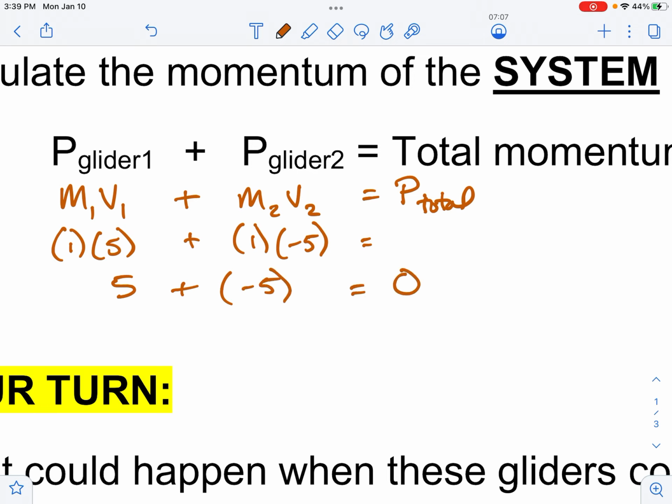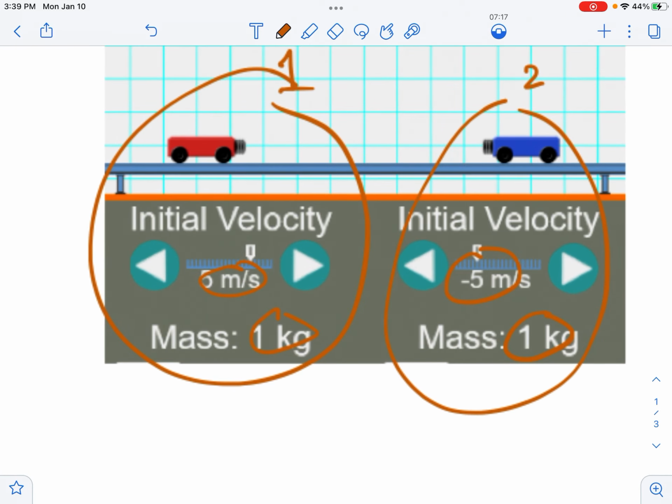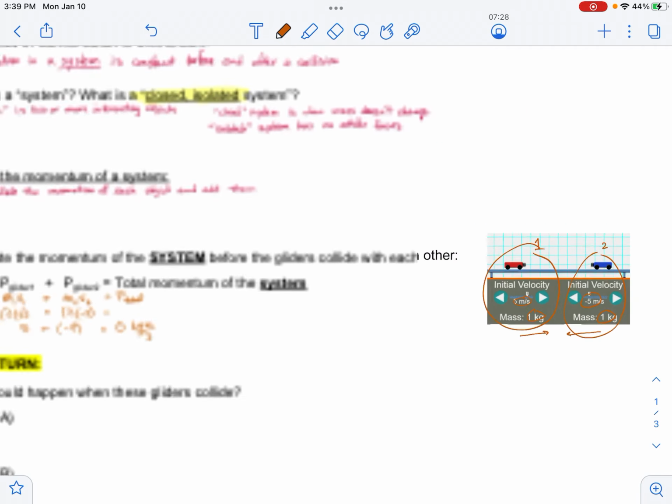Don't you like it when I pick the hard math problems for these examples? And remember, we label them kilogram meters per second. So 5 and negative 5 is 0. The total momentum of my system is 0, because this momentum going this way is going to cancel out that momentum going that way. Remember, these are directional things, right? They're vectors, so the direction is important.